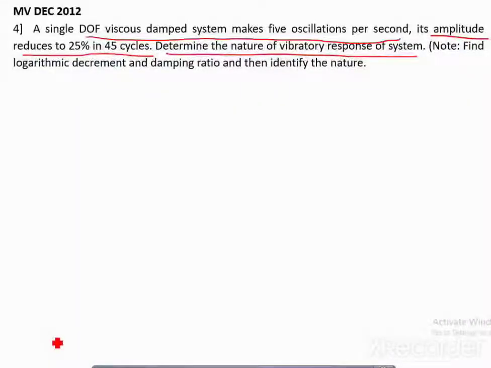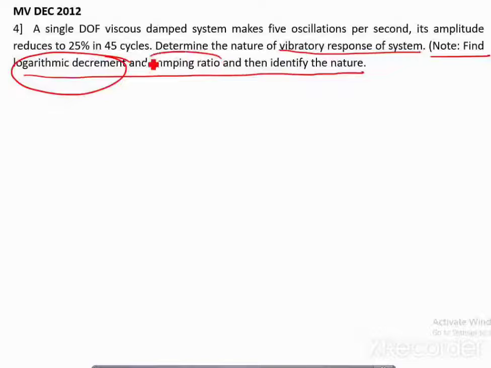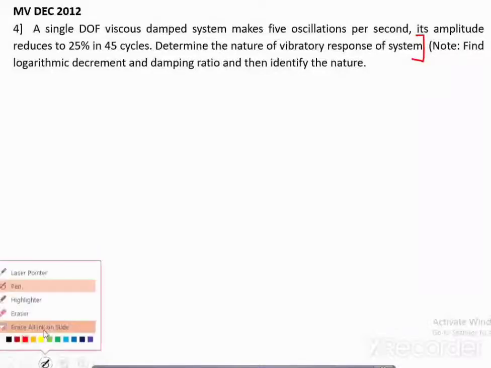Now guys, try to understand that this note is not given in the problem. I have just written it so that you can understand what exactly they are expecting you to find from this particular problem. So determine the nature of the vibrating system is what you have to find, whether it is underdamped, overdamped, or critically damped. For that, first of all, you have to find the logarithmic decrement, then the damping ratio, and then identify the nature. So this is what exactly the problem means. The problem is very easy if you understand.